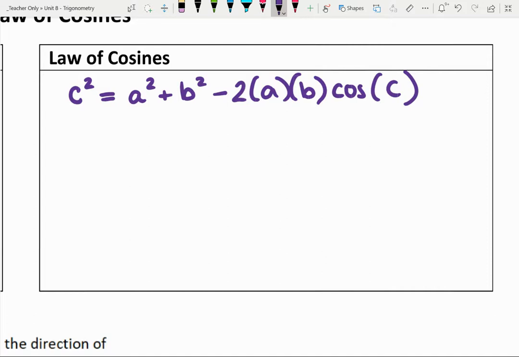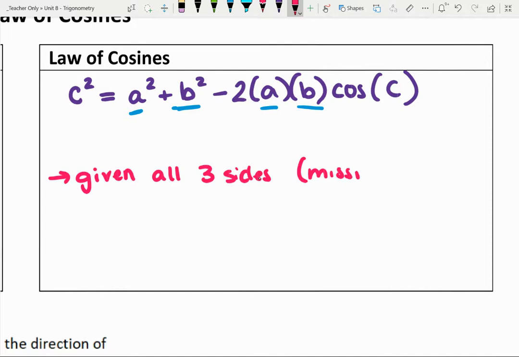Now remember that the labels A, B, and C are pretty arbitrary, right? We could call any side A, B, or C, as long as we're consistent with having the two sides on the right hand side of that equation. When do we use the law of cosines? We use the law of cosines when we are given all three sides, and then we have perhaps missing angles. So if we're given all three sides, then we can use the law of cosines.